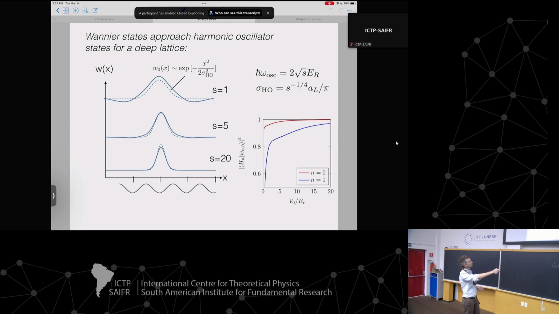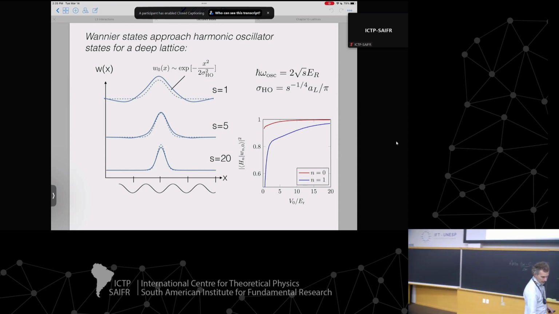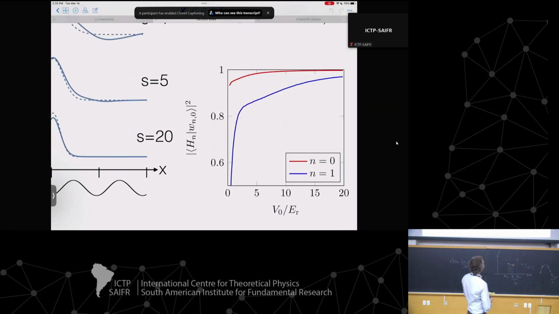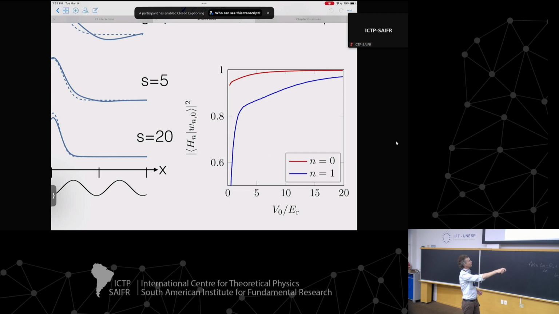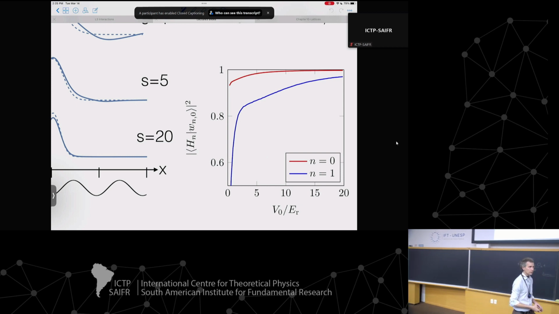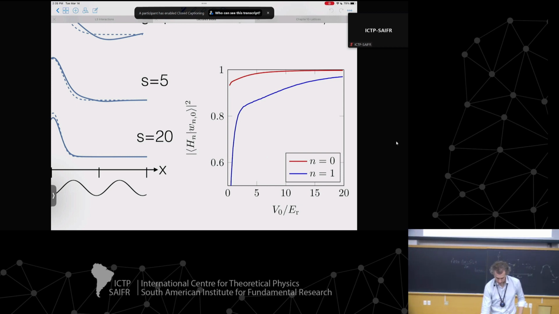And another thing you can do is compare, as a fidelity, the harmonic oscillator wave function and the Wannier function, which is what I'm plotting here. And if you look at this comparison, things look very good quickly for the ground state, and it takes a little bit longer for a deeper lattice for the wave function to be at the right level for the first band. But still, for deep lattices, this starts to be a very good approximation.